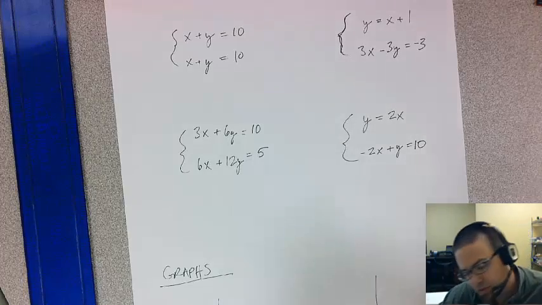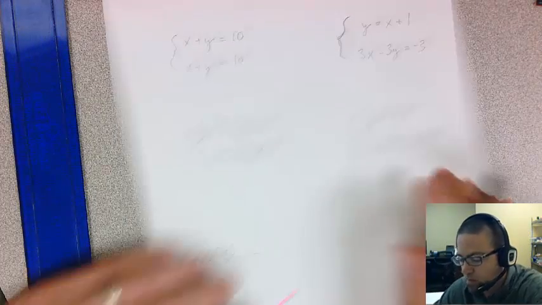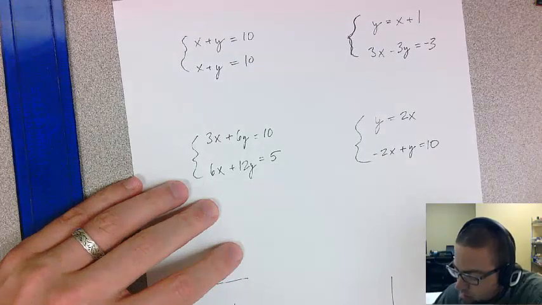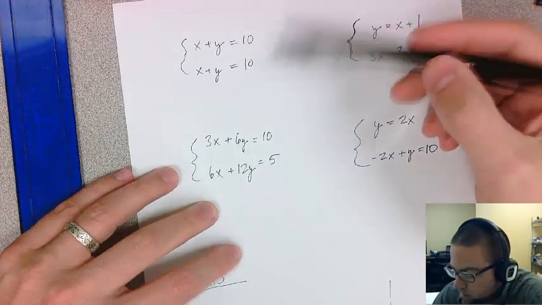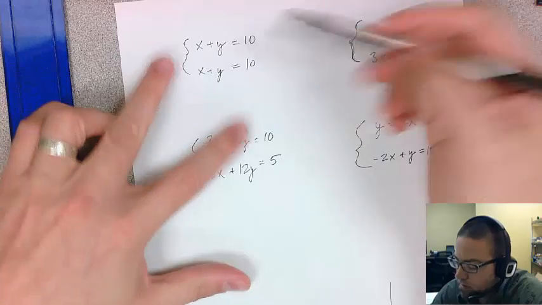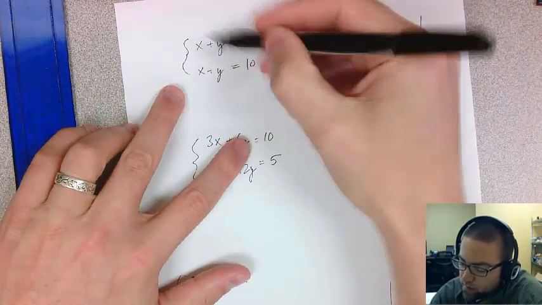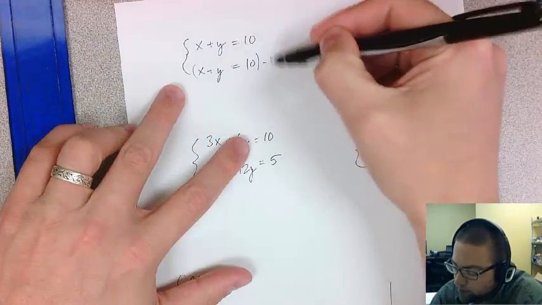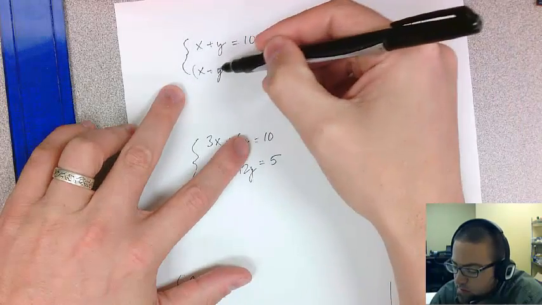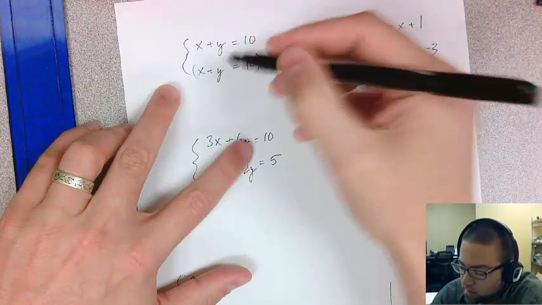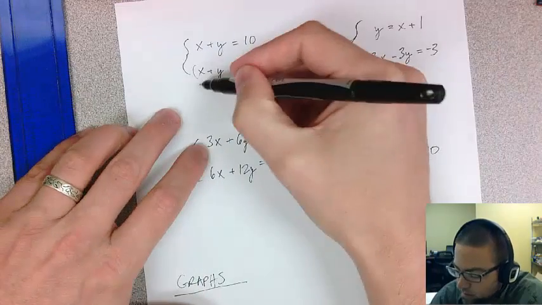Okay, we have some special exceptions when solving these systems of equations. Let's take a look at this one. So if I want to maybe solve this one by elimination, I might multiply this by -1. So it makes it negative x plus negative y equals -10. And then I add them together, right?